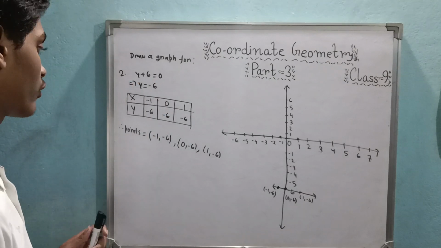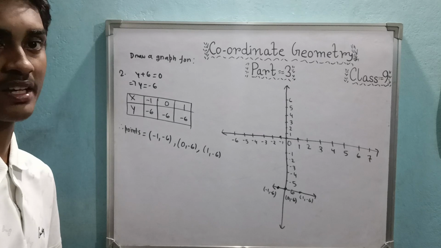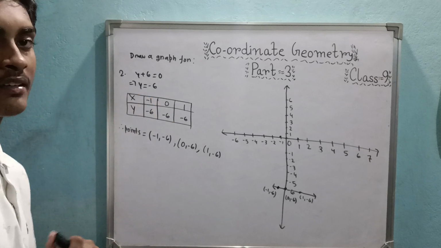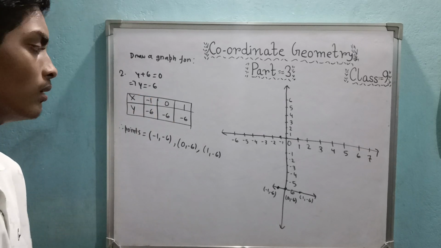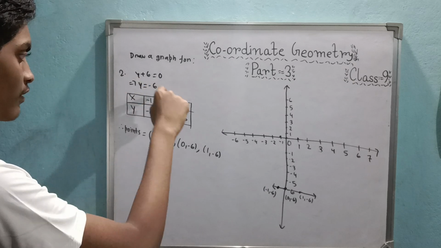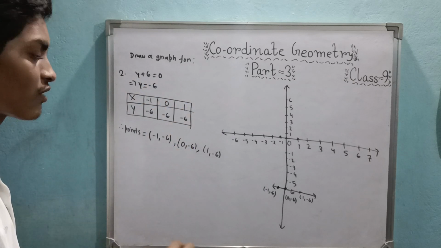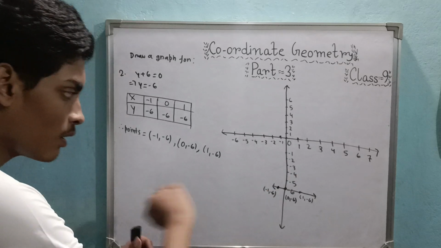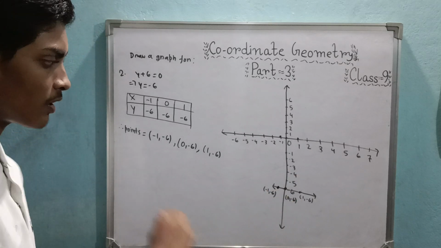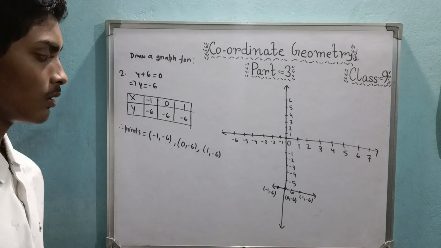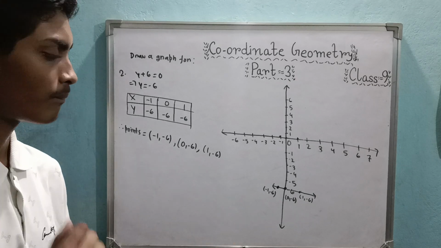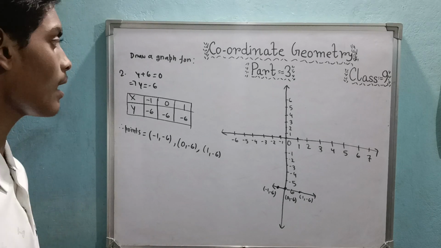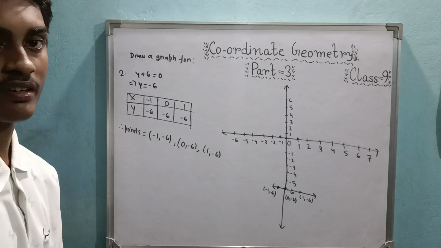Now x is there, right? So y will remain constant in the 3 cases. Then take 3 values for x: minus 1, 0, 1. They should always be. Then the 3 coordinates are minus 1, comma minus 6; 0, comma minus 6; 1, comma minus 6. Then plot them on the graph. If you join the 3 coordinate points, you get a straight line, a collinear line passing through the 3 points. And that's the graph. The line is the graph for this equation. Easy.